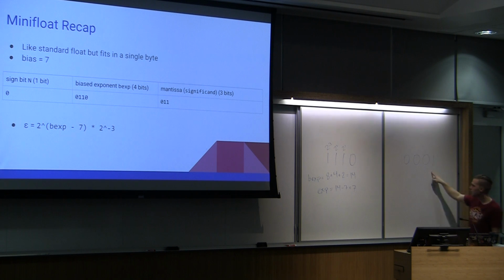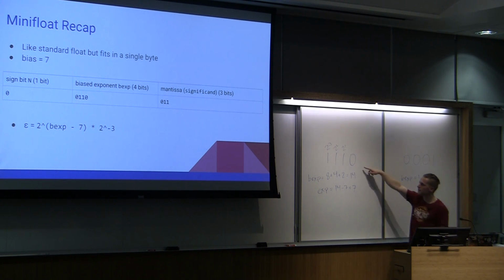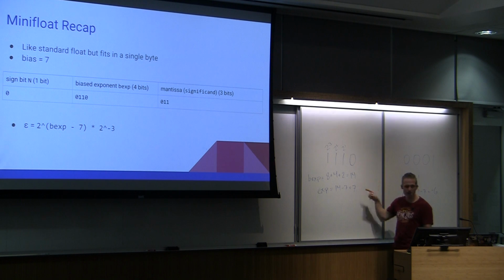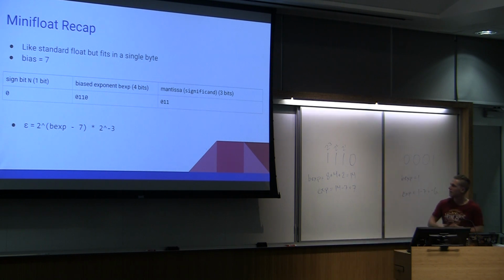And the value of this number is just 1. Then I subtract the bias to get my final exponent. So the exponent is 1 minus 7, so negative 6. This is the smallest mini float exponent we can have and still keep it like a normal number, and this is the largest one that we can have and still have a normal number. If it were all ones, then it would be like infinity or not a number, just like a full-size float.